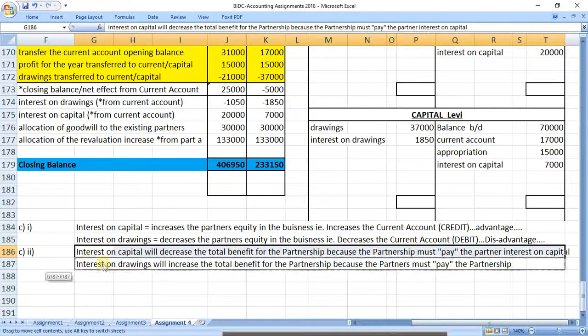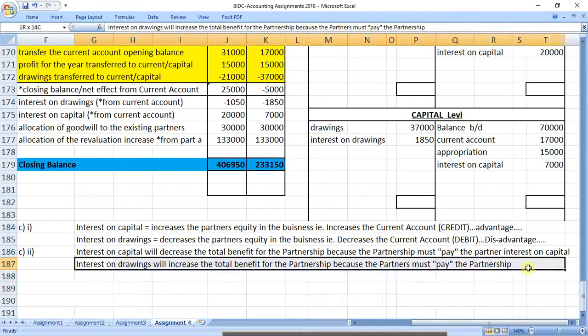Okay, and then the last one, that one. This is where you have interest on drawings, so now it's the opposite. So interest on drawings will increase the total benefit for the partnership.